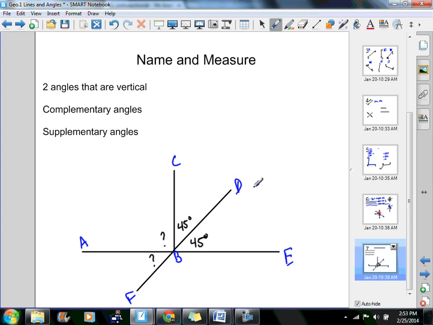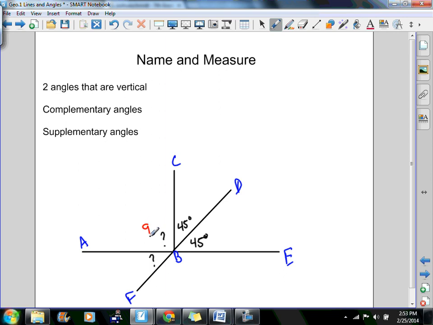So, last slide. I want you to name and measure 2 angles that are vertical, 2 angles that are complementary, and 2 angles that are supplementary. All right, so down here at the bottom, since these 3 angles, 1, 2, 3, have to be 180 degrees, that means that this right here has to be 90 degrees. And then down here, because this and this are vertical, that means this has to be 45 degrees.